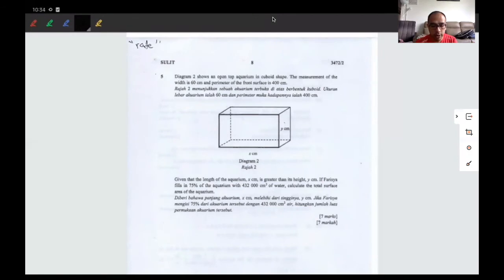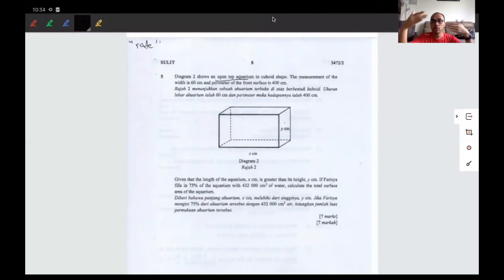Diagram 2 shows an open top aquarium. You know what's an open top aquarium? An open top aquarium means it's an aquarium where the top is open. Oh no. The top is open, means there is no top. That means your box, the cuboid shape, only has 5 sides.